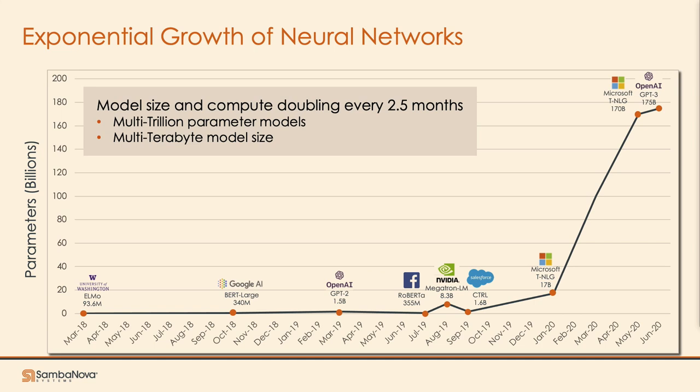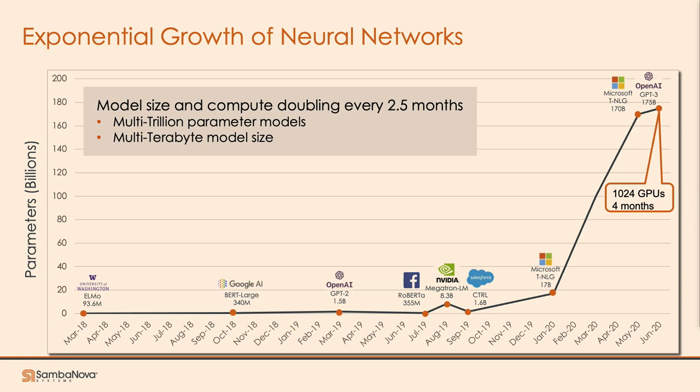A good example of this is the GPT-3 model, the generative pre-trained transformer developed by OpenAI, which has 175 billion parameters. It takes about 1,000 GPUs and 4 months to train. And of course, at this exponential rate of increase, doubling every 2.5 months, this is unsustainable. So clearly, we need to be more intelligent about how we build these models.